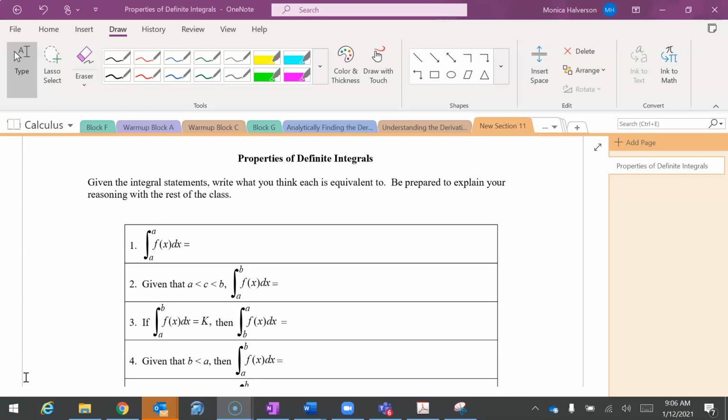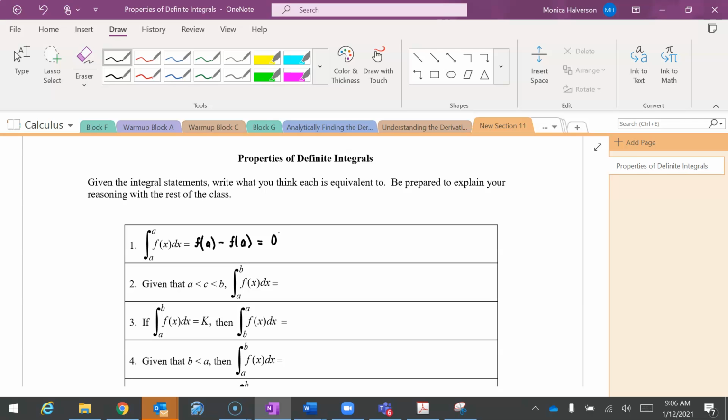So the first property we're going to talk about is when we find the definite integral of f of x dx from a to a. So our upper and our lower limit are the same. Essentially, if we use the fundamental theorem of calculus, we mean f of a minus f of a, which we know would equal 0. So if the upper and the lower limit are the same, the integral equals 0.